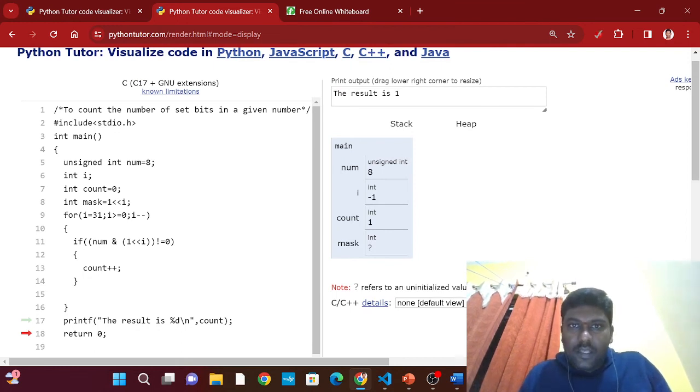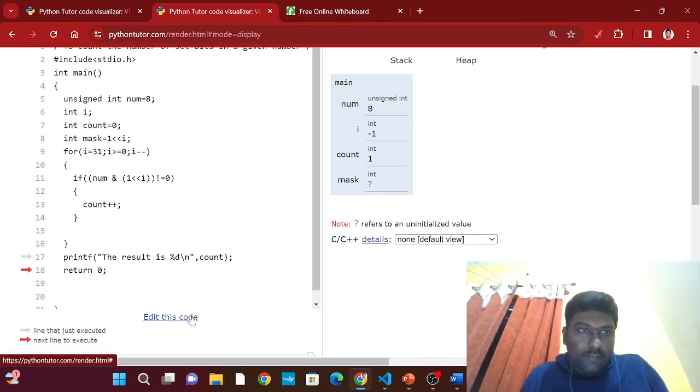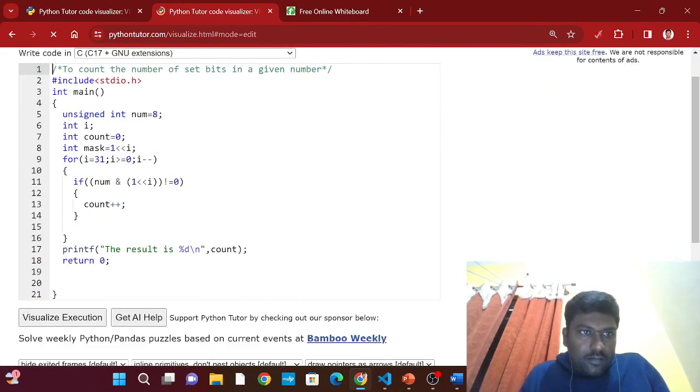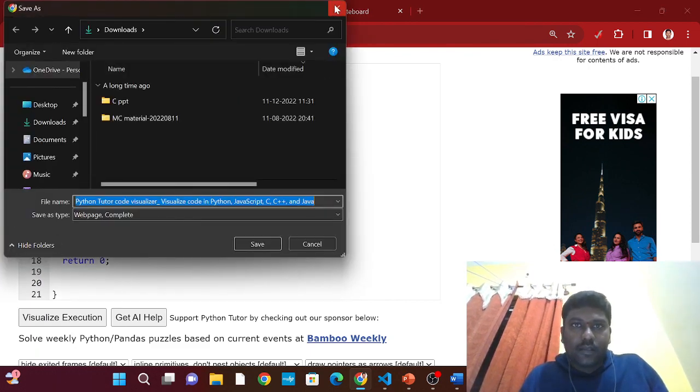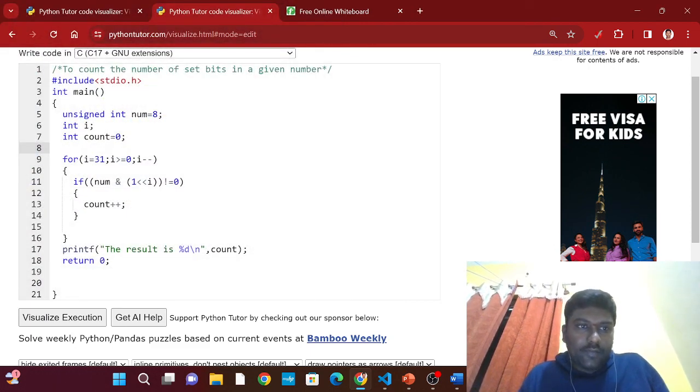Is it clear? So this is the way we can identify how many set bits are there in a particular given number. And the only thing here is I have not used the mask; I just removed it. So this is the process. Okay, I think all of you are clear with this.